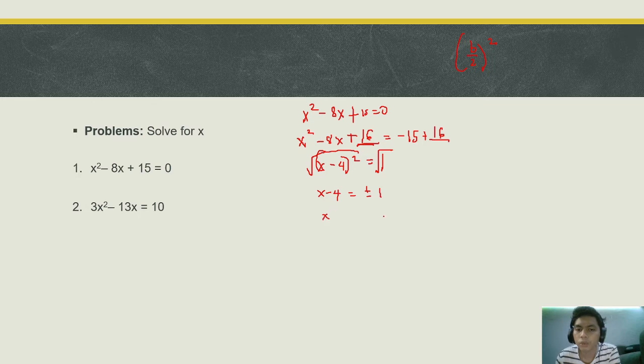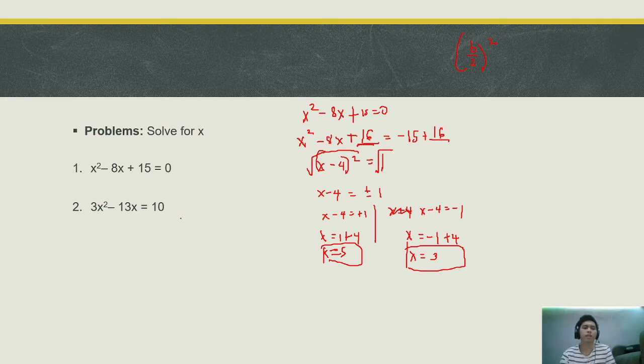The two values of x now are x - 4 equals positive 1, and x - 4 equals negative 1. So therefore, x is equal to 1 plus 4, x equals positive 5, and the other one is x is equal to negative 1 plus 4, that's x is equal to positive 3.